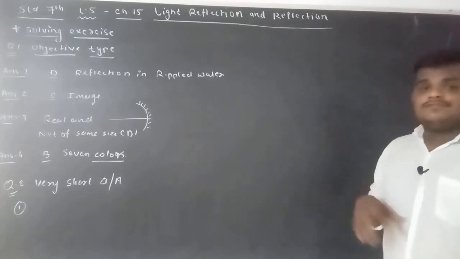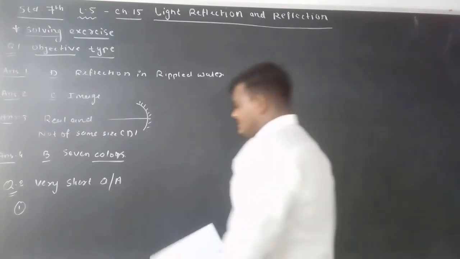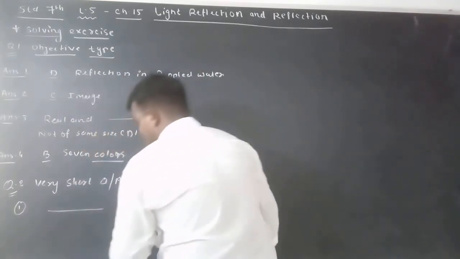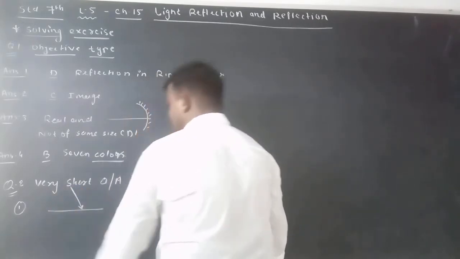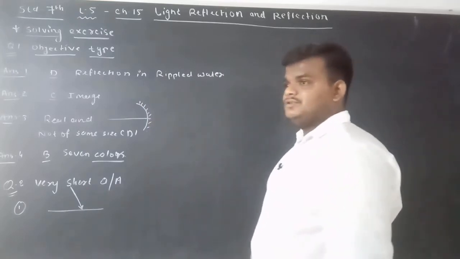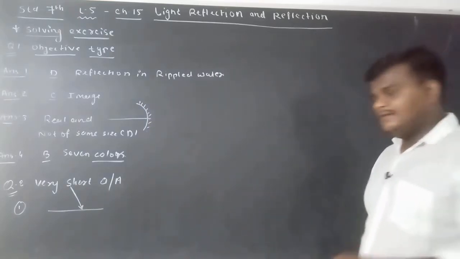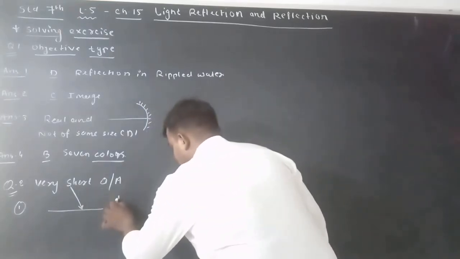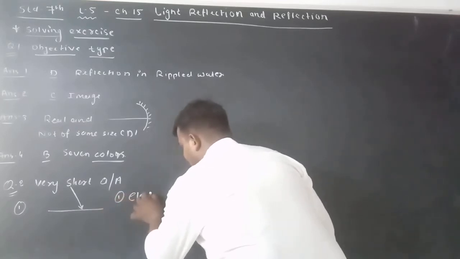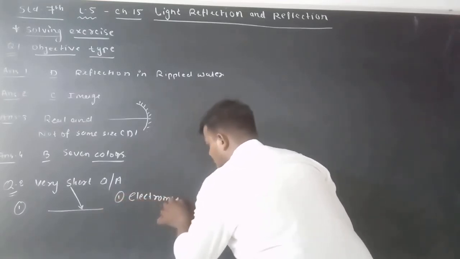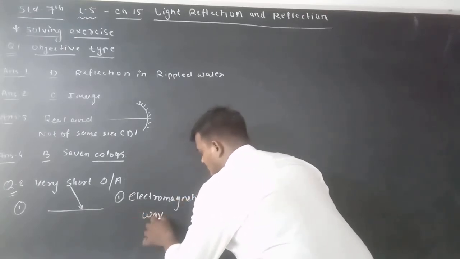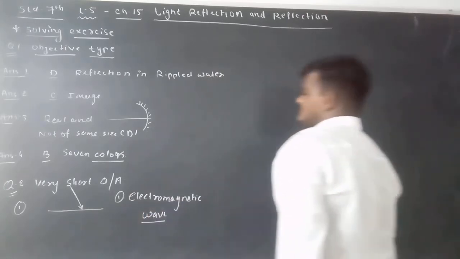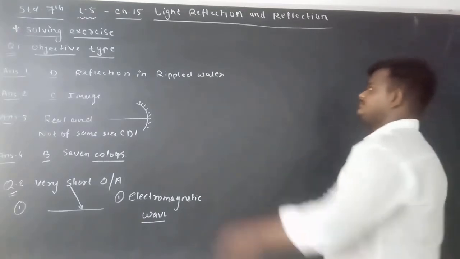So let's try to find out by this experiment. Suppose this is our surface and it is tracking from here. Light always travels in a straight line. Light travelling in a straight line means it is an electromagnetic wave. That's why it travels in straight line motion.